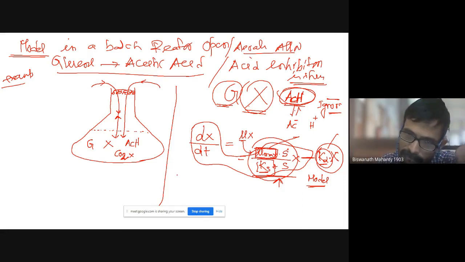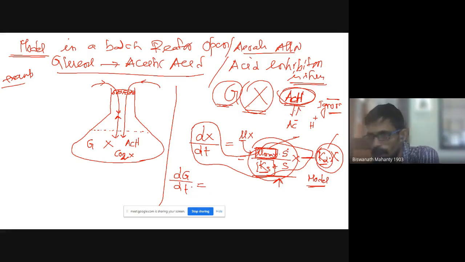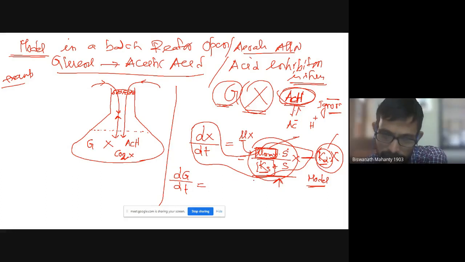For substrate, for example glucose, I will write the equation dG/dt. So what about glucose? You know that glucose consumption is for several purposes. It is consumed for producing biomass, yes or no? So it is used for production of biomass. And it is also used for maintenance. Yes, correct. And it also depends on how much product is formed. So glucose has many channels.